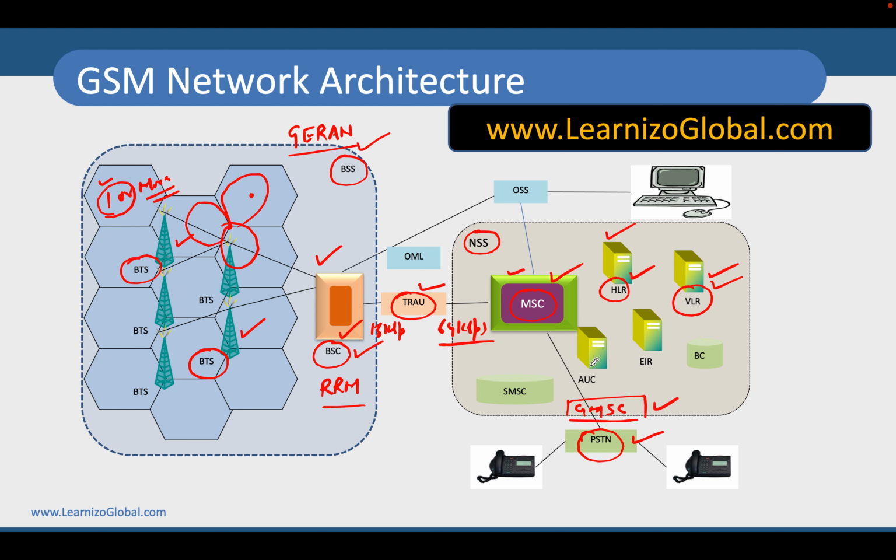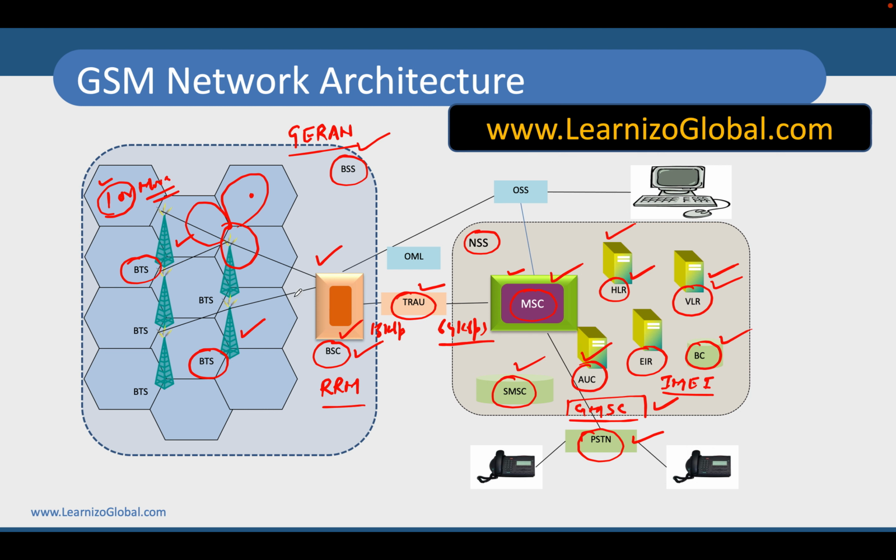AUC is the authentication center to verify the SIM cards. EIR is the equipment identity register, typically used for verifying your IMEI number or your mobile equipment. Every mobile equipment has an identity called the IMEI number, and that can be verified by the EIR. In addition to this, we have some billing centers which take care of charging and billing. We have an SMS center which takes care of delivery of SMSs.